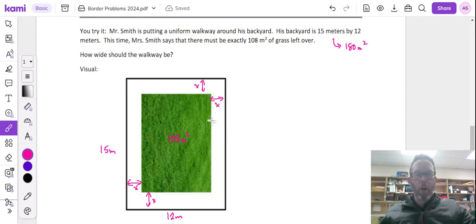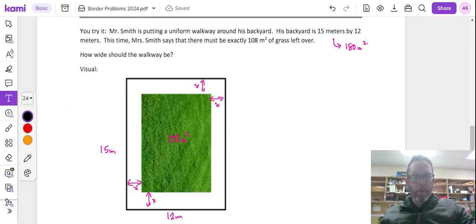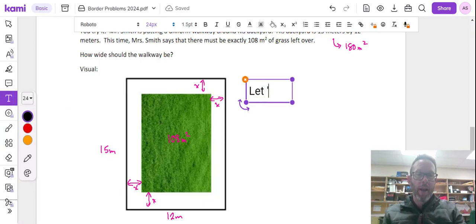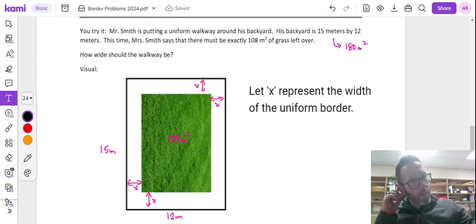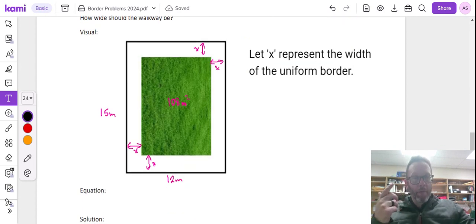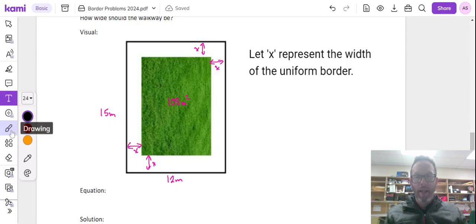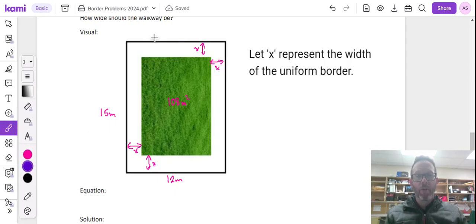Okay, we're ready to start this problem. The starting point is always, we're going to let x represent the width of the uniform border. From there, we're going to create an equation. To do that, we need an expression for the length and width of the grass.